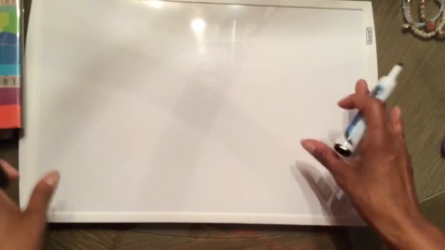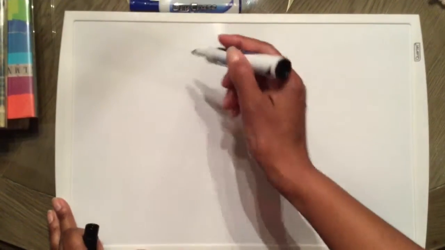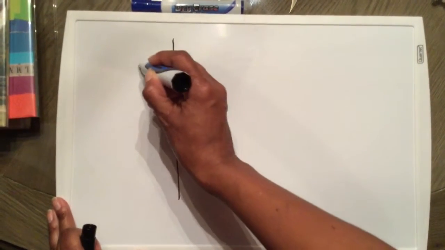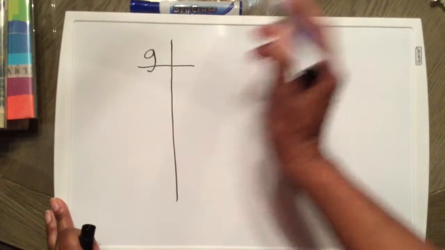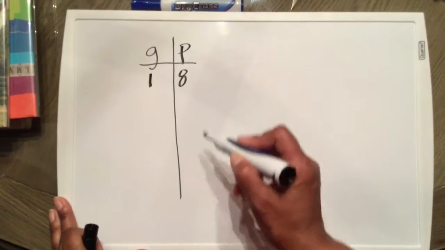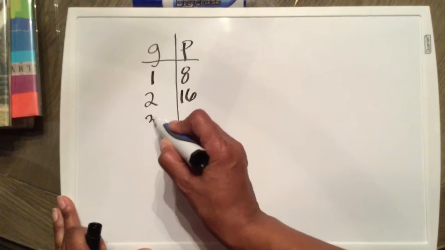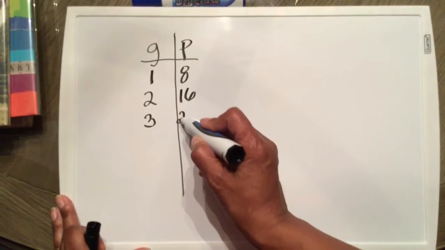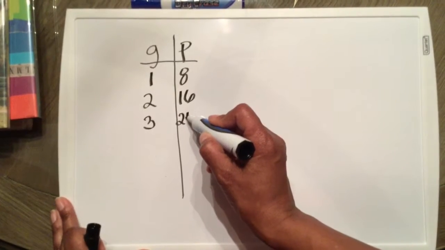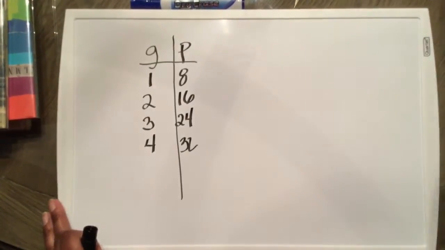So my first table will be gallons and pints. I just said 1 gallon is 8 pints. 2 gallons is 16 pints. 3 gallons is 24 pints. Going on, 4 gallons is 32 pints. I need to go on till I get to 56 pints. Well, that's a lot of counting.